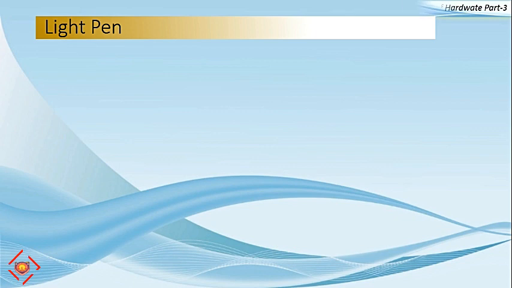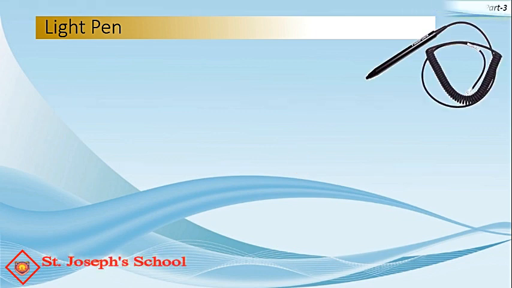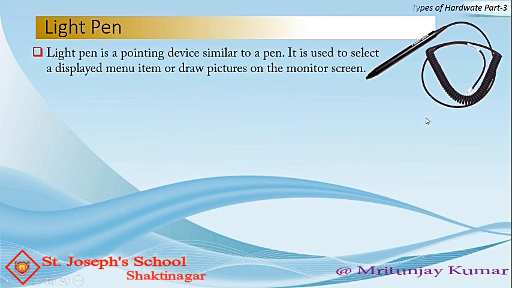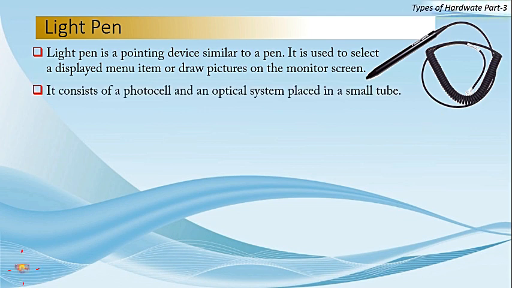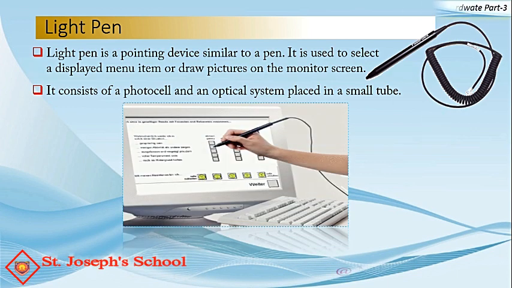Next input device is a light pen. A light pen, you can see this picture. Light pen looks like a pen. So light pen is a pointing device similar to a pen, and it is used to select menu items and draw pictures on the monitor screen. It consists of a photocell and an optical system placed in a small tube. And you can see the second picture where the light pen is used to select the different options on the computer or to write something on the computer monitor.